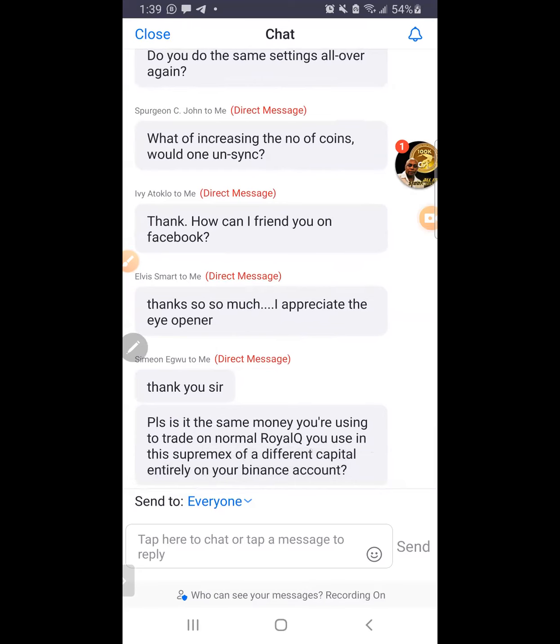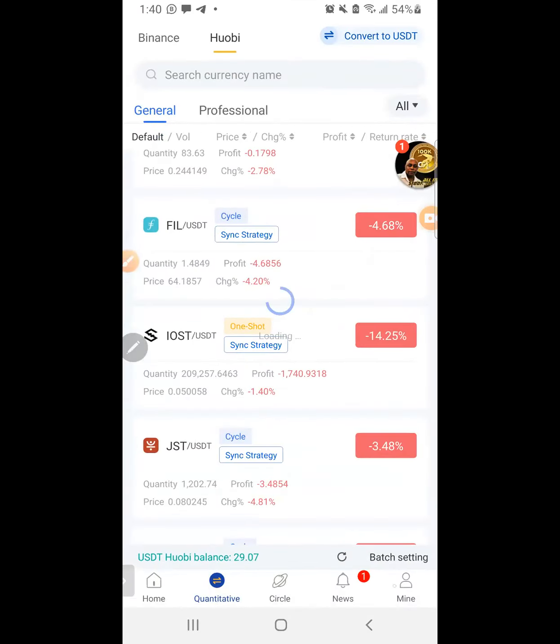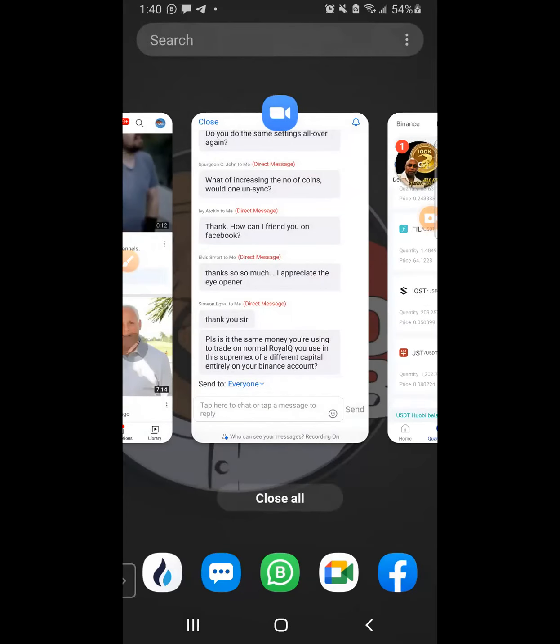Please, is it the same money you are using to trade on normal ROYALQ that you use for this Supremex? No, it's the same amount. You don't change it. It's your same capital. The Supremex is just trading for you on ROYALQ without you doing anything. Yeah, that's exactly it.